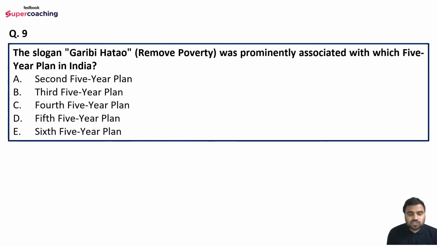Question number 9 is, the slogan Garibi Hatao, that is remove poverty, was prominently associated with which 5 year plan in India? Options are second 5 year plan, third 5 year plan, fourth 5 year plan, fifth 5 year plan or the sixth 5 year plan.